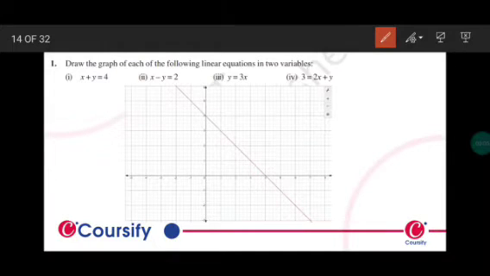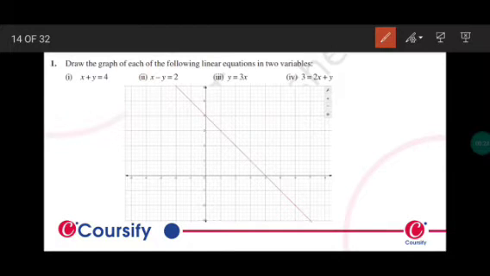Question number 1. Draw the graph of each of the following linear equations in two variables. So we have different linear equations, that is x plus y is equal to 4, x minus y is equal to 2, y is equal to 3x, 3 equals 2x plus y.